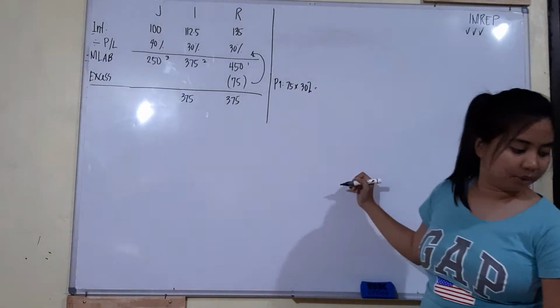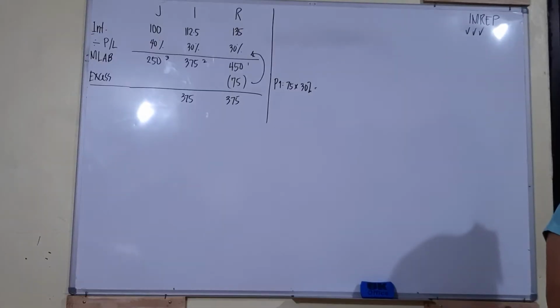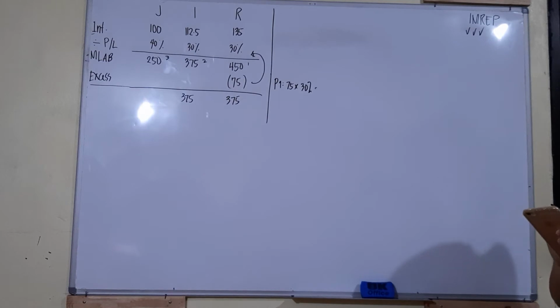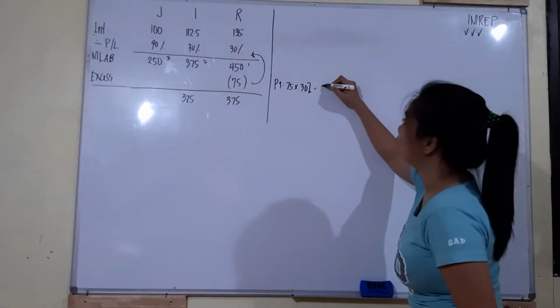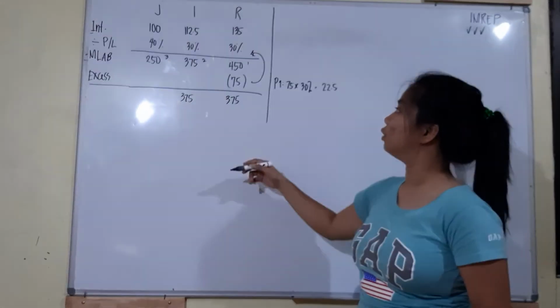So, 75 times 30%, that is how much? That is 22.5. Tama ba? Okay. So, that is 22.5. So, the first 22.5, or the first 22,500, will be given to Ruby.